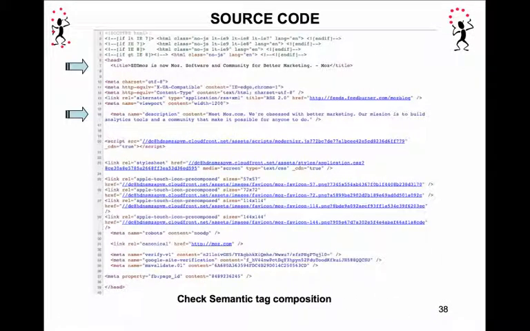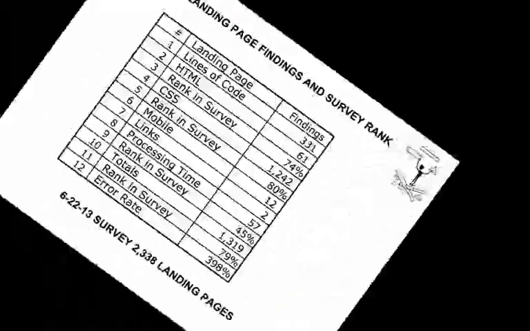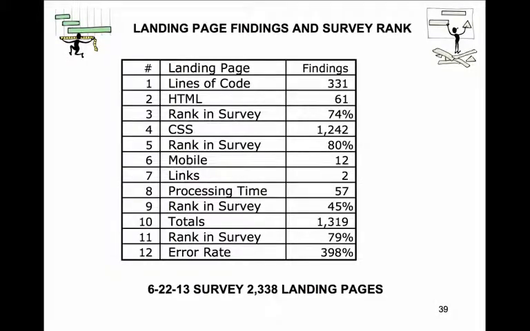This is the landing page, and it has compliant tags, and the description tags are excellent. It does not use the keyword tag. The summary and ranking report completes the audit process, and the findings along with the survey rank are displayed for a richer understanding of the landing page source code.